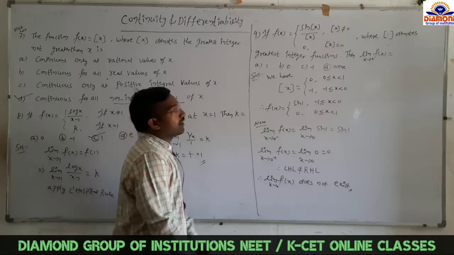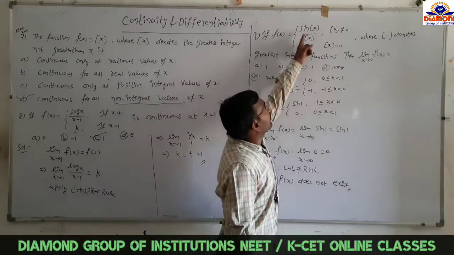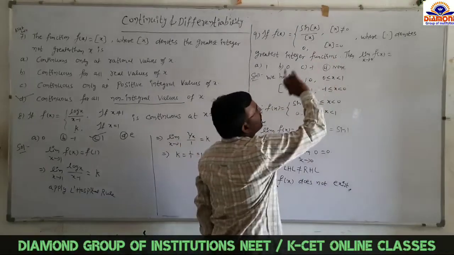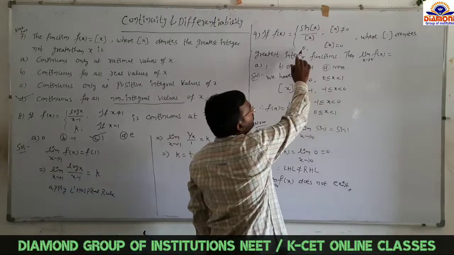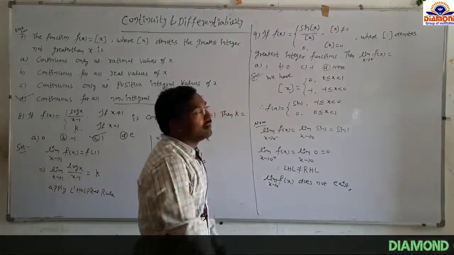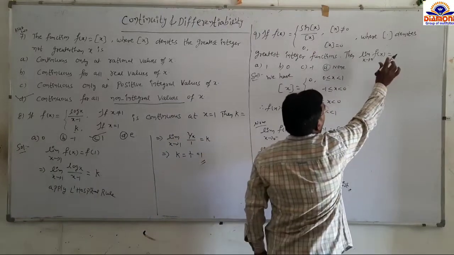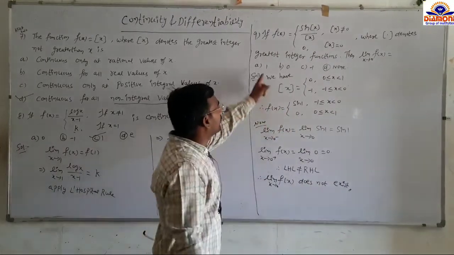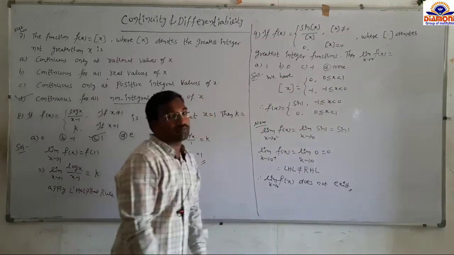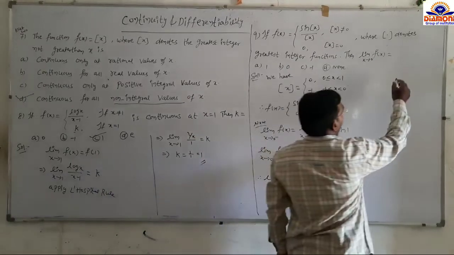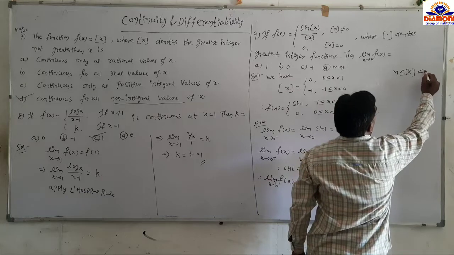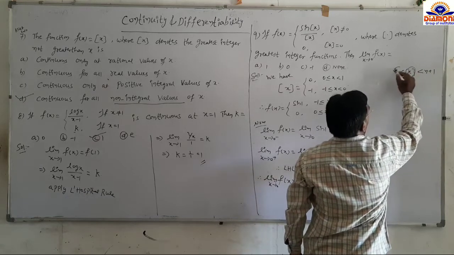Next problem. If f of x equal to sin of step x by step x, if step x is not equal to 0, and 0 if step x equal to 0, where step denotes greatest integer function, then limit x tends to 0 f of x equal to what? Option A 1, option B 0, option C minus 1, option D none. What about the step x condition? Step x condition is always like this: n is less than or equal to step x is less than n plus 1. Step x always takes the least value.